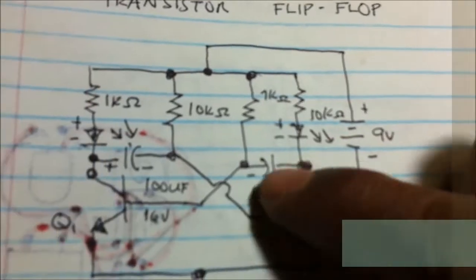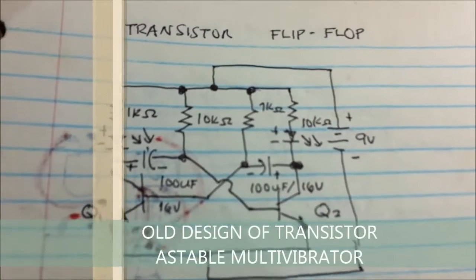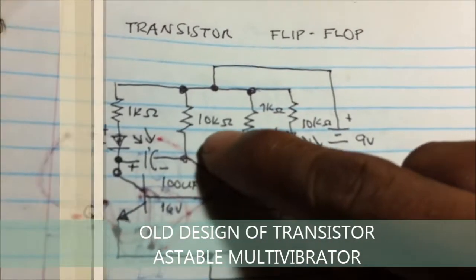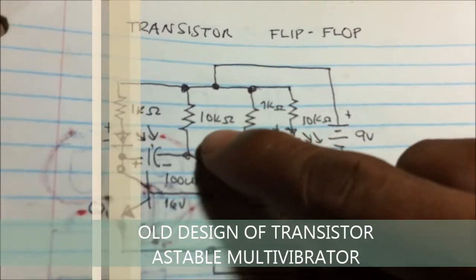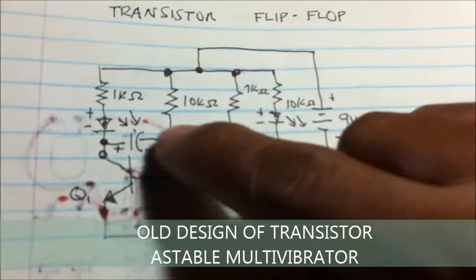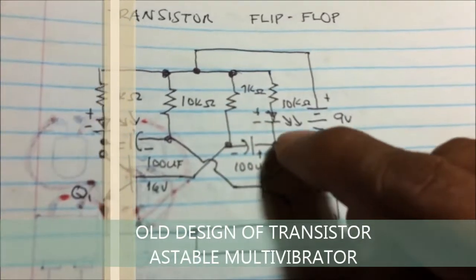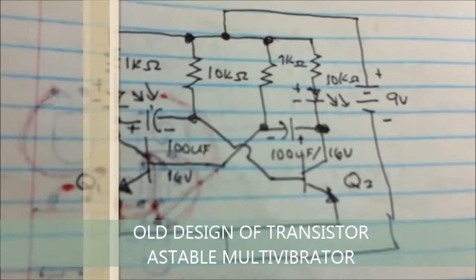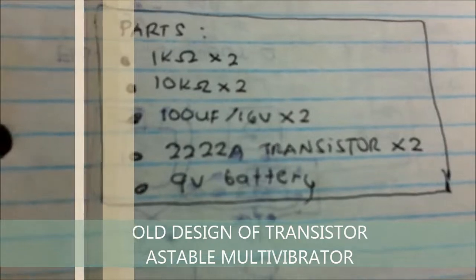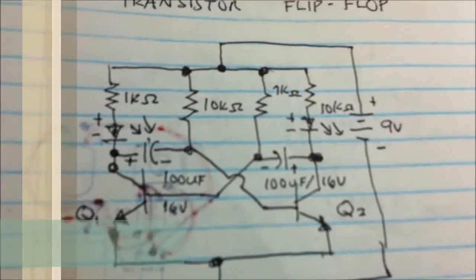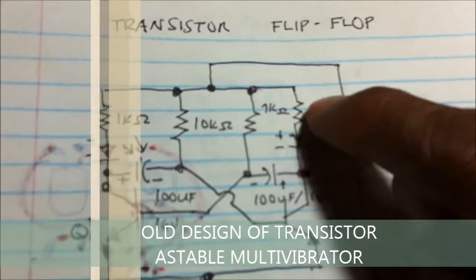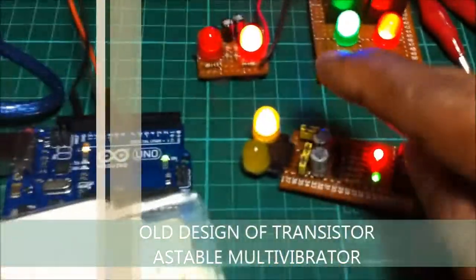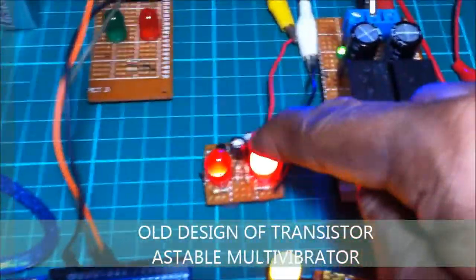With 9 volts, the values of the resistor are practical, arbitrary values. I just used practical values of the resistor, 10K to the base. They are coupled, the input to the output, the feedback system of the circuit. I'm using 2N2222A transistors, BJT NPN, 1K in series with the LED, 100 microfarad. That is the diagram of this one.